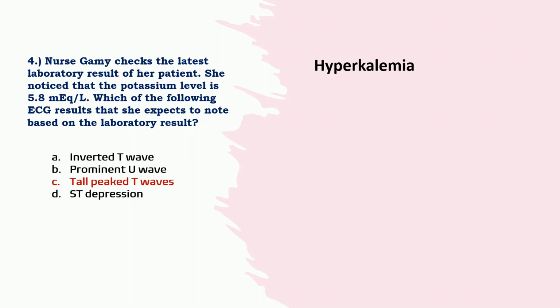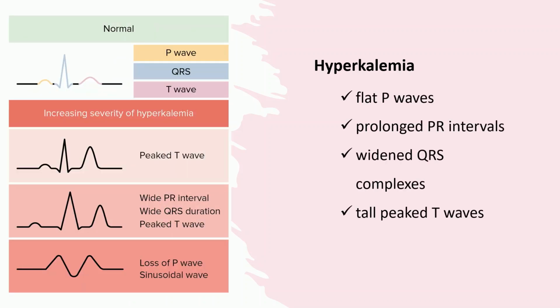The serum potassium of the patient is high, which indicates hyperkalemia. ECG changes associated with hyperkalemia include flat P waves, prolonged PR intervals, widened QRS complexes, and tall peaked T waves.